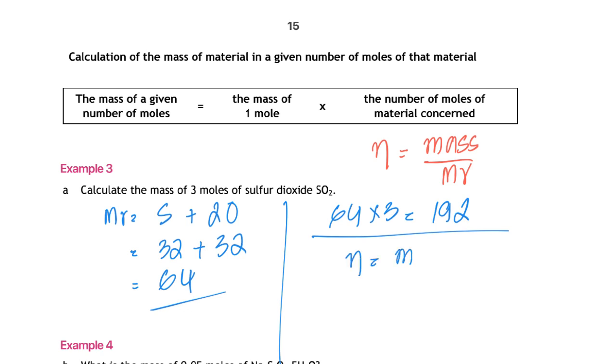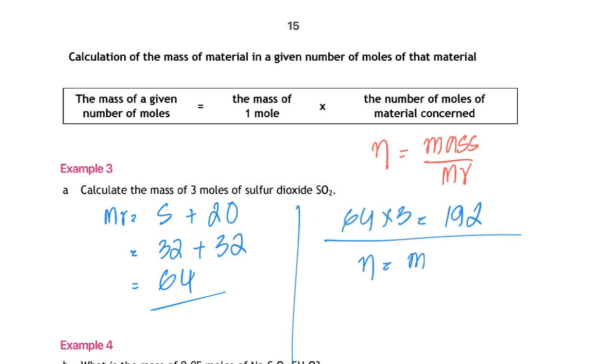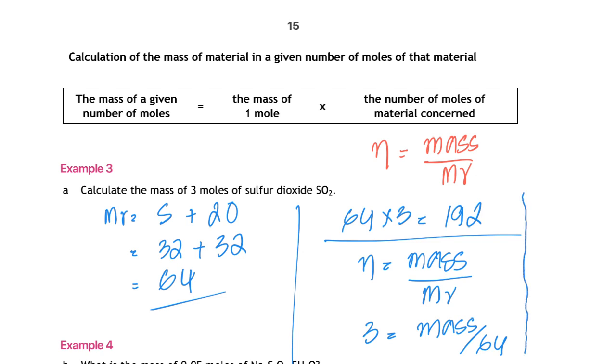And if you want to do it the equation way, moles is equal to mass over MR. 3 equals my unknown mass over the MR, which is 64. I'll make a line here, a clumsy line. 64 times 3 is 192. Pretty sure it's 192. Okay.